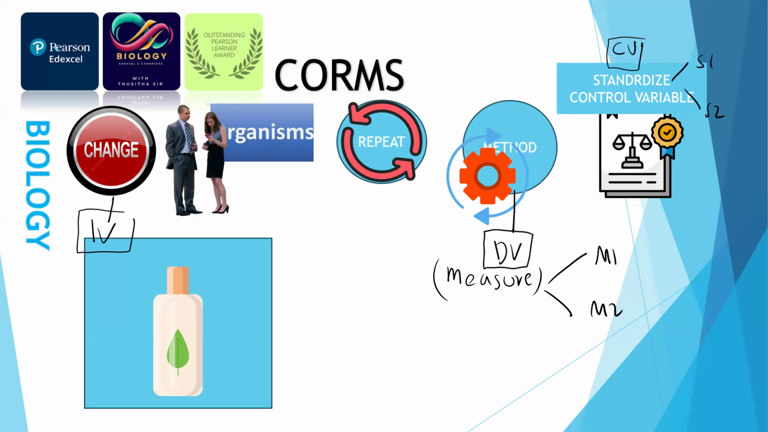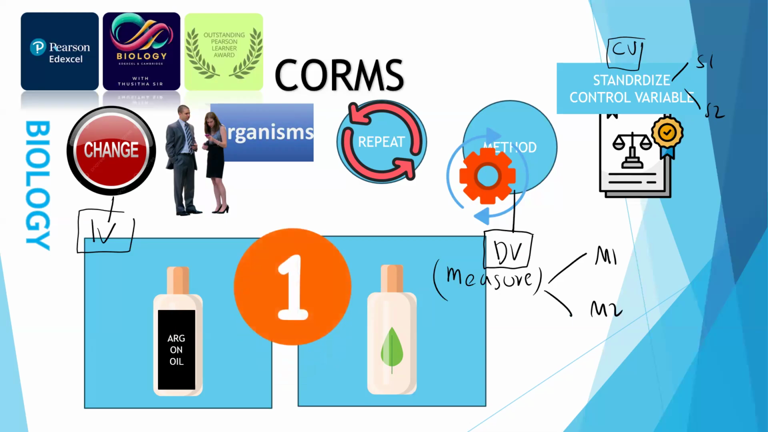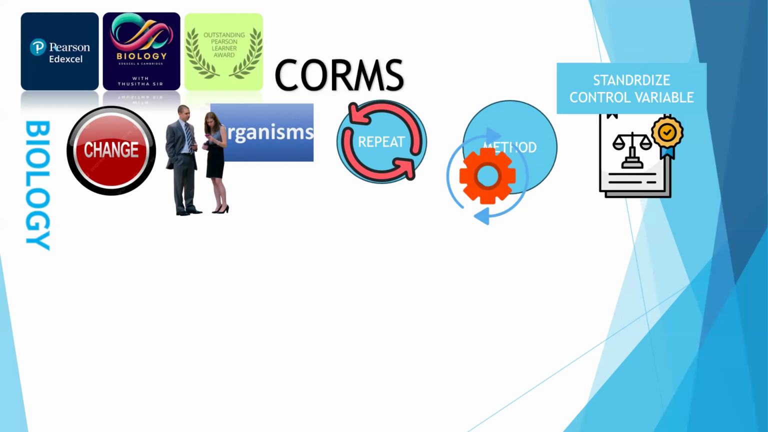Now let's see what we change. We take the shampoo. How do we change it? One with argan oil, the other with no argan oil. Then it's clear the independent variable is shampoo without and with argan oil. Next one, you get 1 mark if you precisely describe this, so you can start with: the shampoo is used with argan oil and without argan oil.